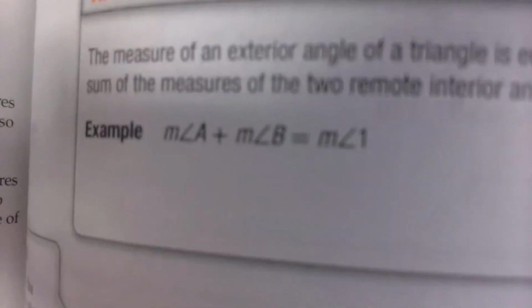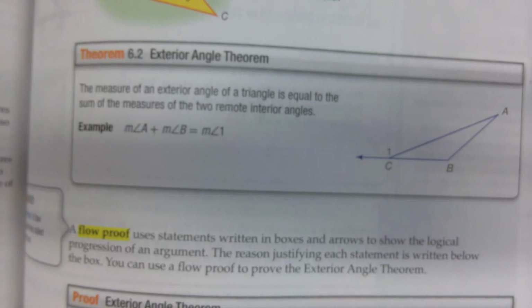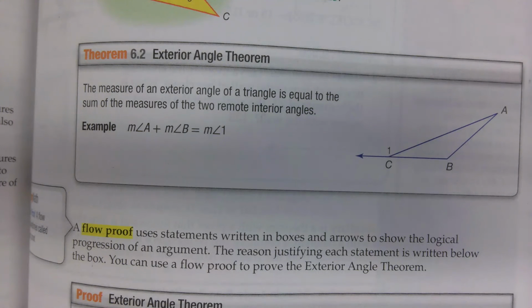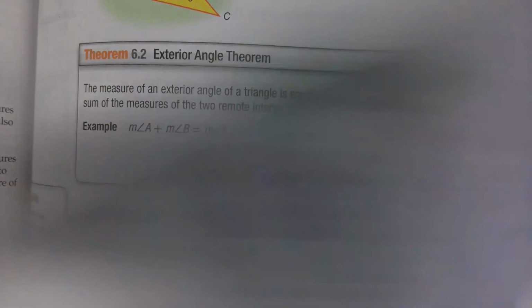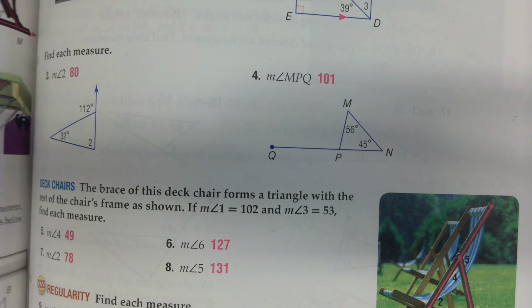The exterior angle theorem. No, that one was just like the angle sum theorem. Triangle sum theorem. Let me just see. I think this is the last theorem we have to cover. No, there's one more. Maybe not. Maybe we won't cover that.